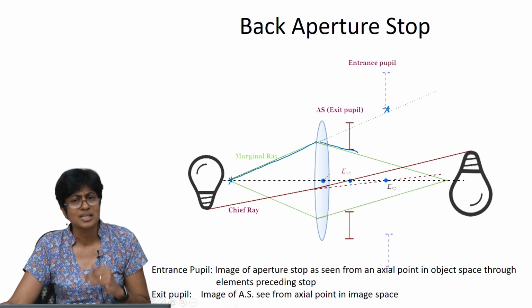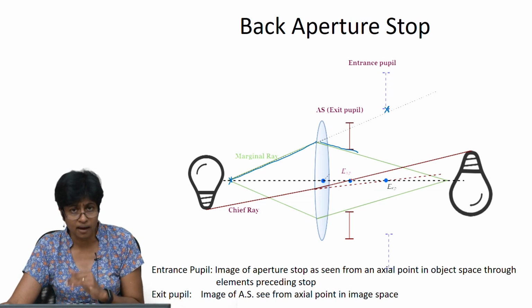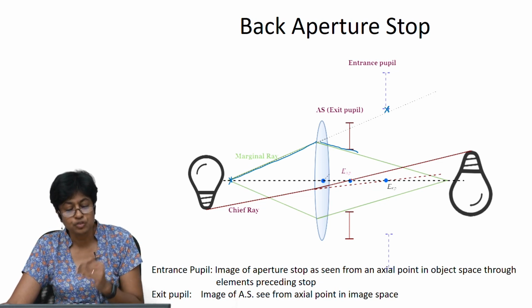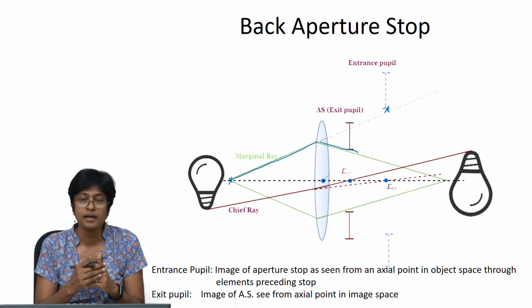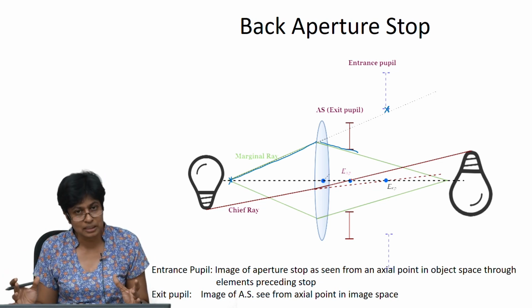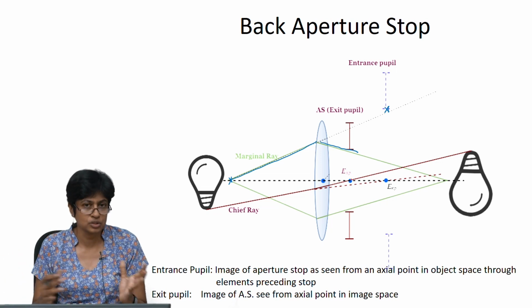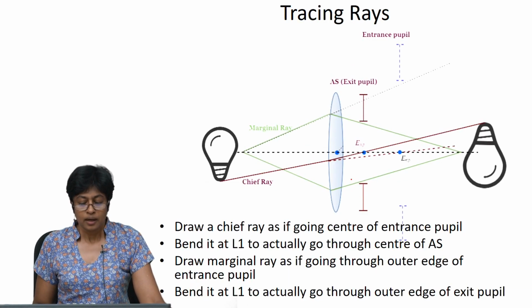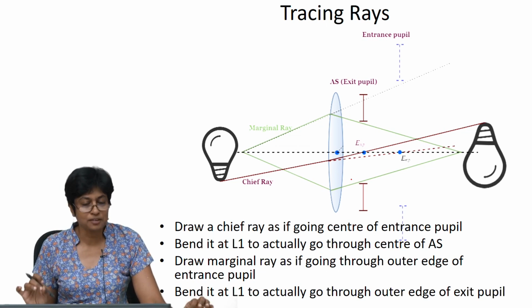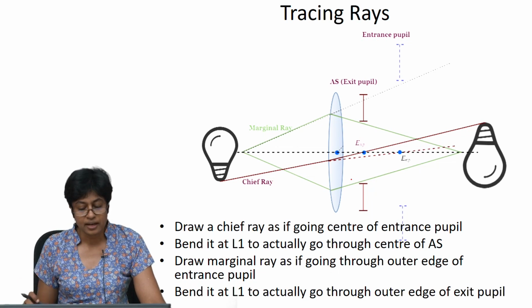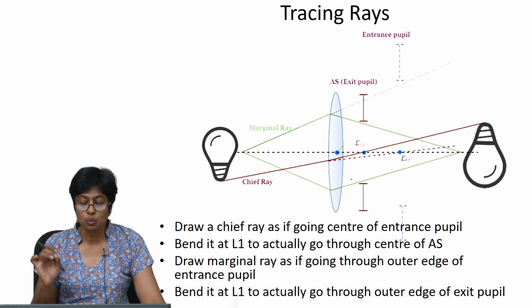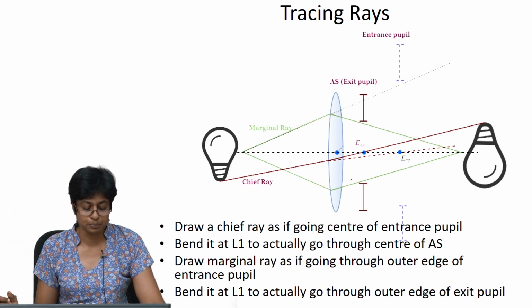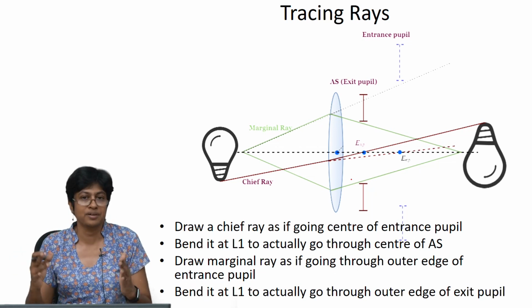So spend some time understanding these definitions because they are important, and they will help you understand the aberrations of a system. If you know which is the chief ray and which is the marginal ray, they will help you understand the optical system a little better and help with the locations of the aperture stop, entrance pupil, exit pupil, and so on. I am repeating this point to make it very clear. You always draw the chief ray as if it were going through the center of the entrance pupil. You always draw the marginal ray as if it were going through the outer edge of the entrance pupil. The moment you hit an element with power, the rays will actually have to bend.